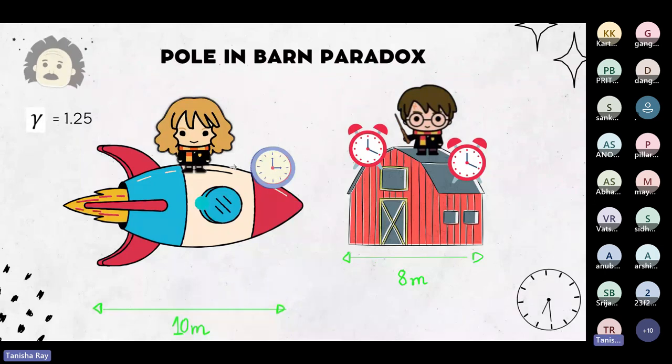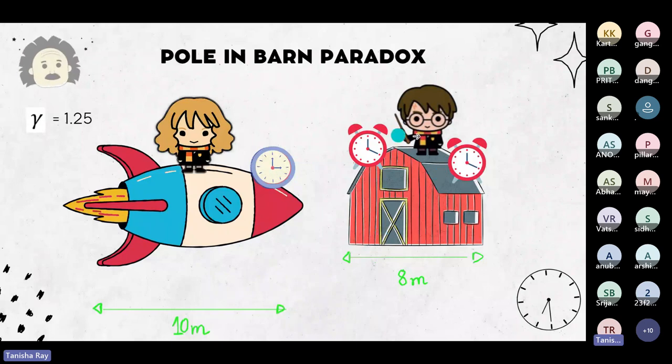In his perspective, Hermione's rocket is contracted, and therefore he will say, hey, don't worry, I am having a watch at both the rocket and my house, and I'm seeing that your rocket will finally completely fit into my barn. So now Hermione says that, again, you are arguing with me unnecessarily. Show me some proof.